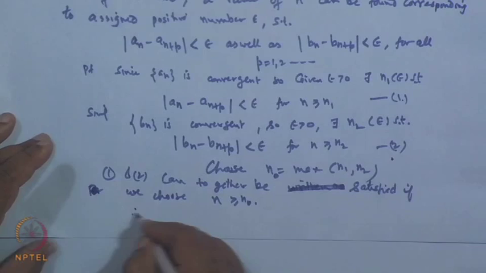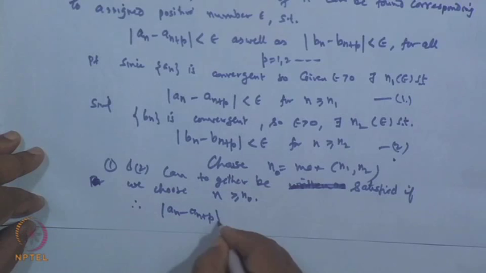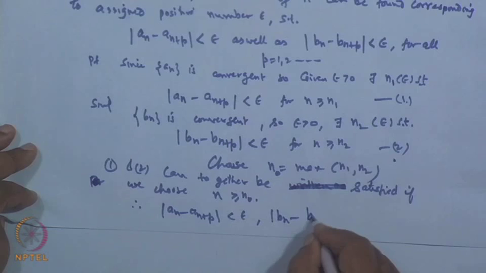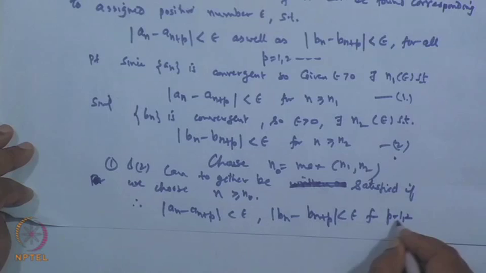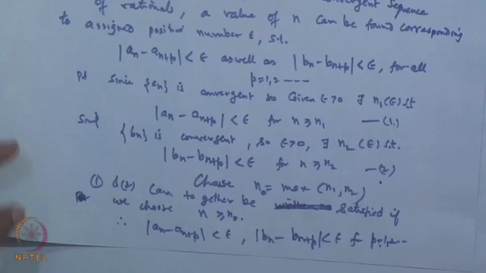Therefore, modulus of a_n minus a_(n+p) remains less than epsilon, as well as modulus of b_n minus b_(n+p) is less than epsilon for all p equal to 1, 2, 3. That is what it is. So, these are a few properties of the convergent sequence of irrational numbers.